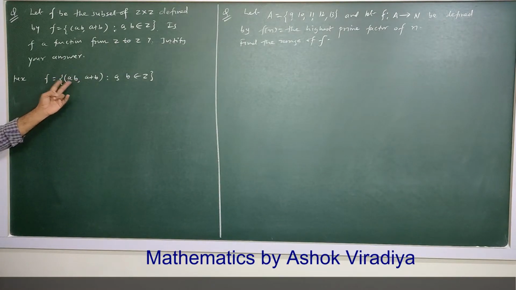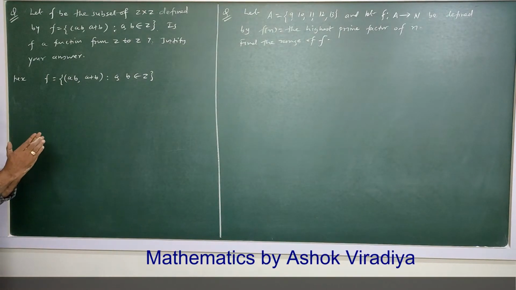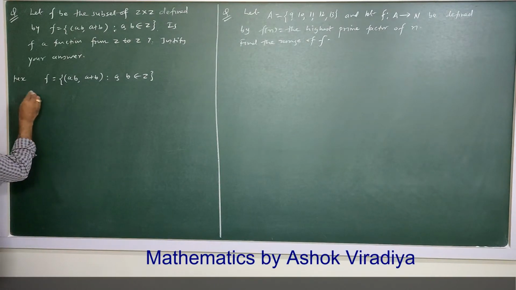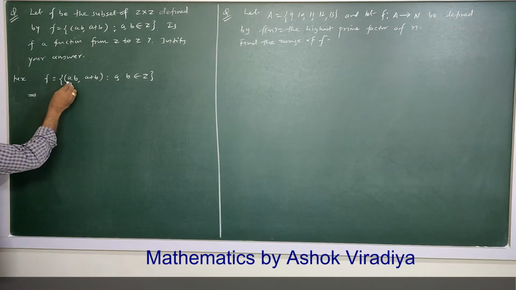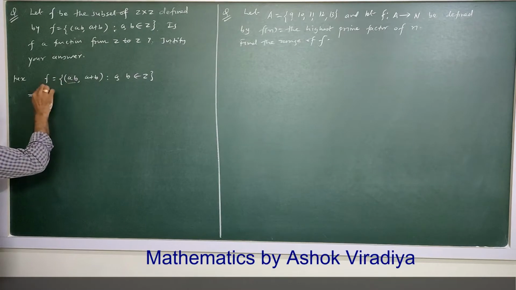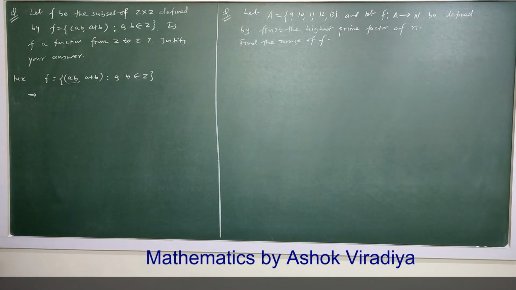Means the image of (a, b) under f is a times b. Is f a function from Z to Z? Justify your answer. So this means the image of (a, b) under f is a plus b.